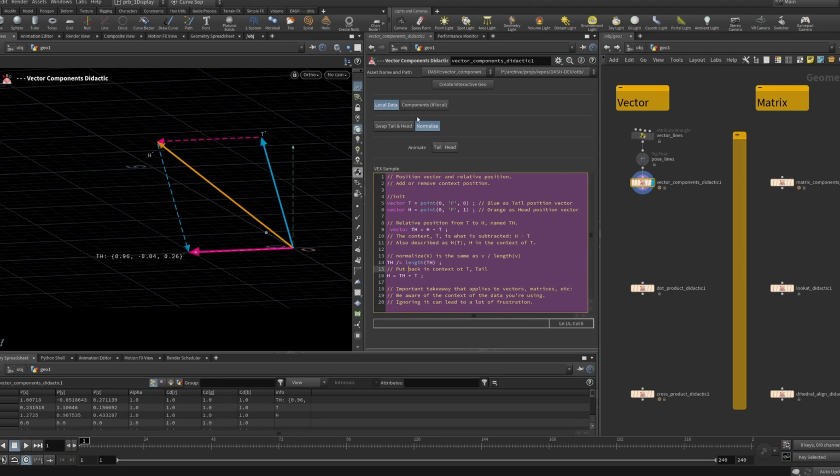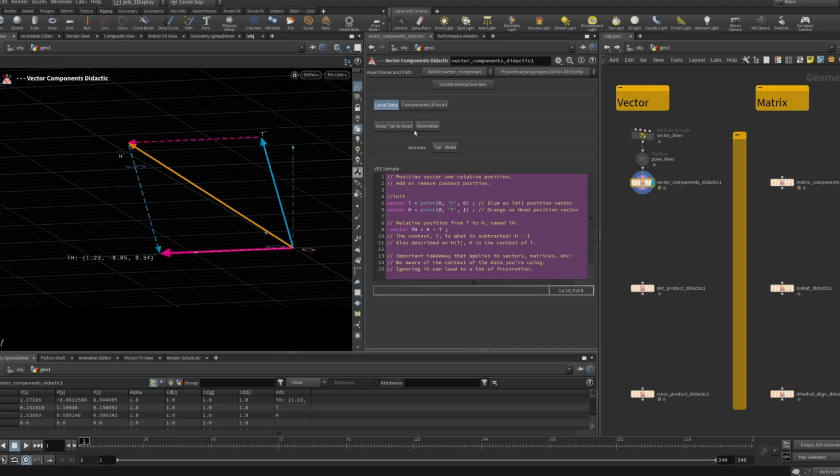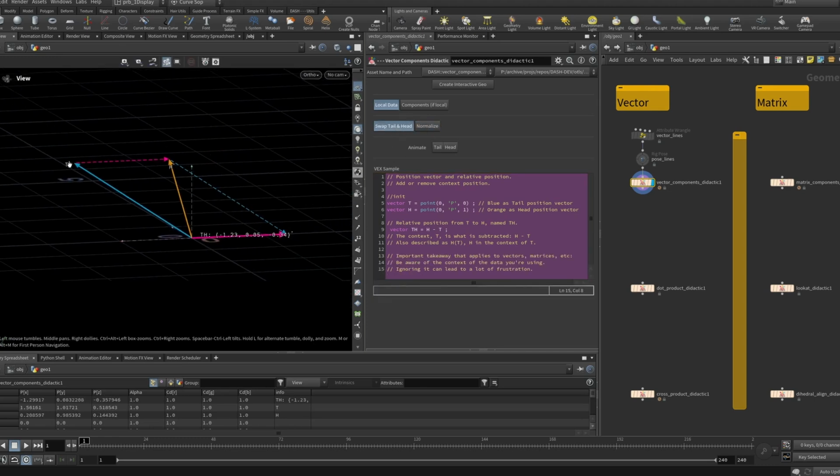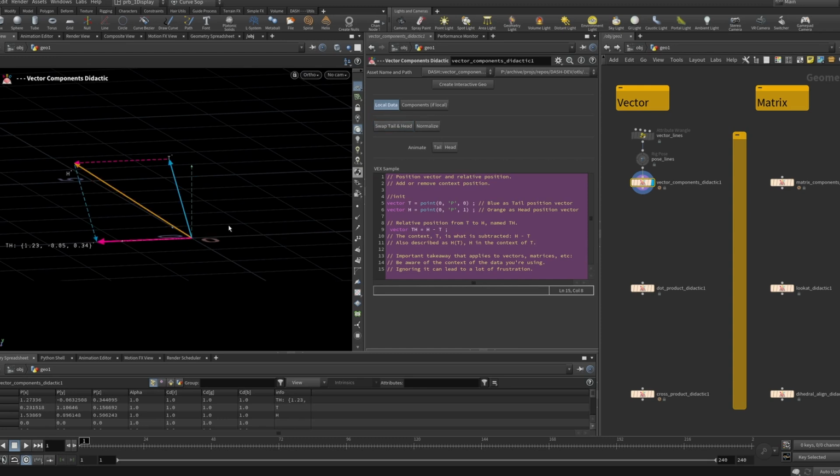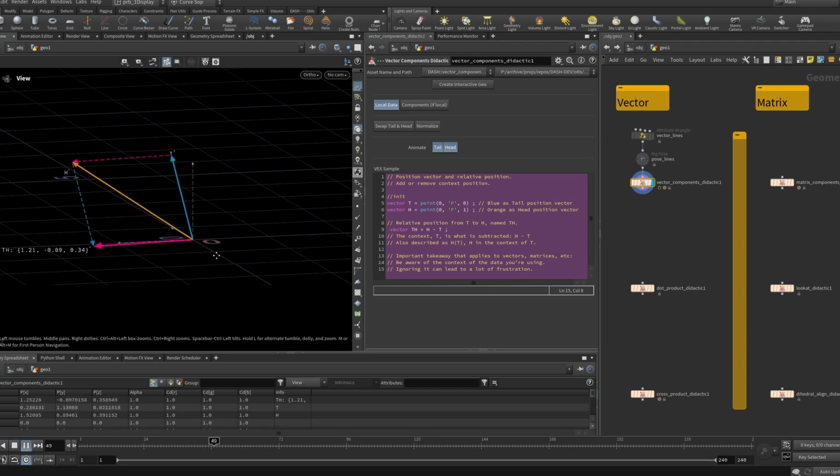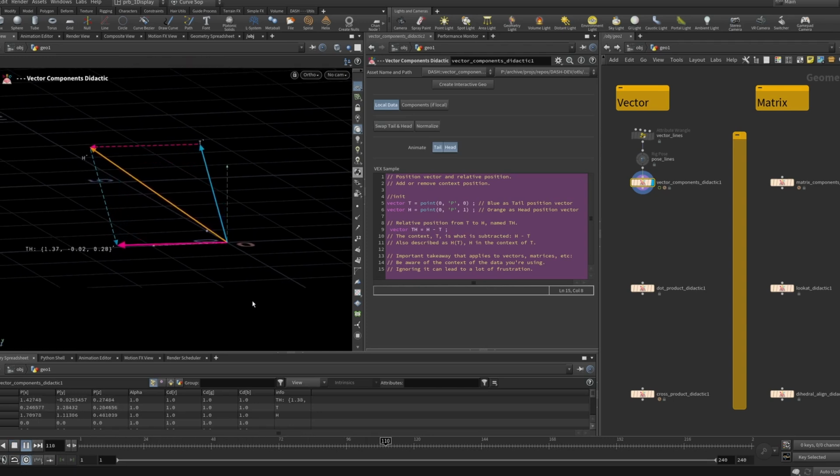All right, so I have a few other things in here. I have the button to swap the tail and the head position. So of course, this will produce the opposite vector. And there are some buttons here to just noisily animate the tail and the head position. That's all. Next, we can go into the dot product.